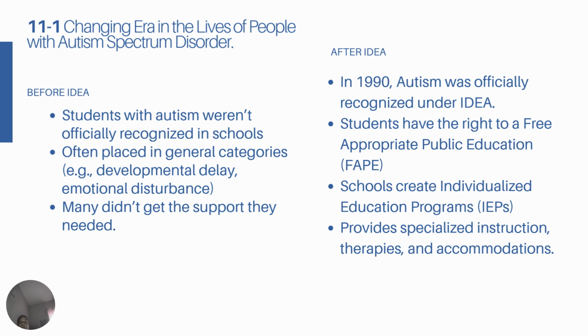And after the IDEA, in 1990, autism was officially recognized under IDEA. Students have the right to free, appropriate public education. Schools create individualized education programs, provide specialized instructions, therapies, and accommodations.